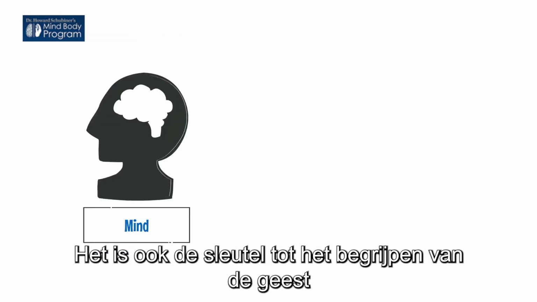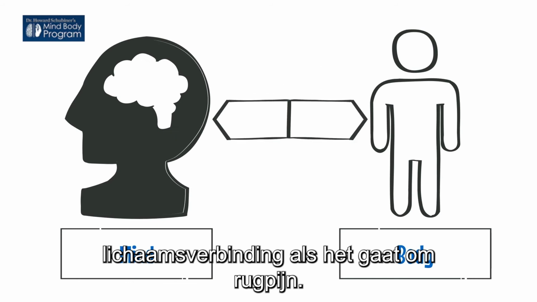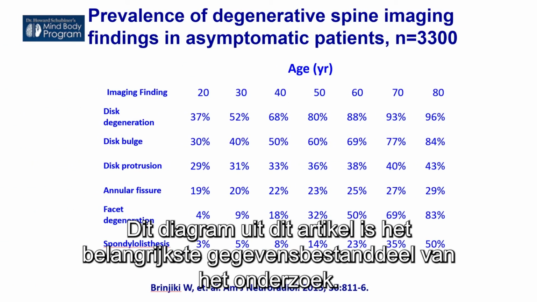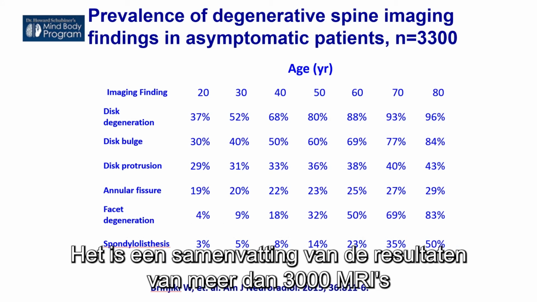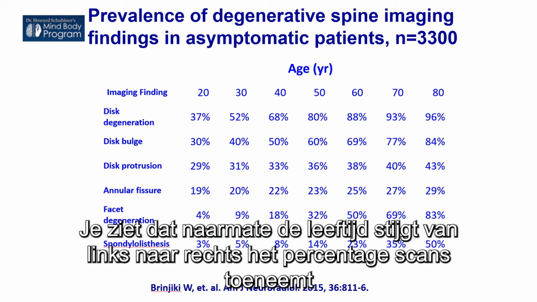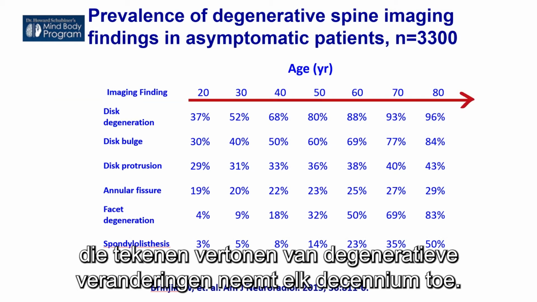It is also the key to understanding the mind-body connection when it comes to back pain. This chart from this article is the most important piece of data in the study. It's a summary of the results of over 3,000 MRI scans of the spine in people who have no back pain. You can see that as age increases from left to right, the percentage of scans that have evidence of degenerative changes increases every decade.